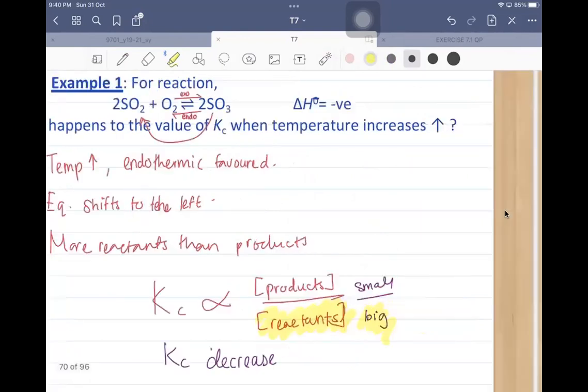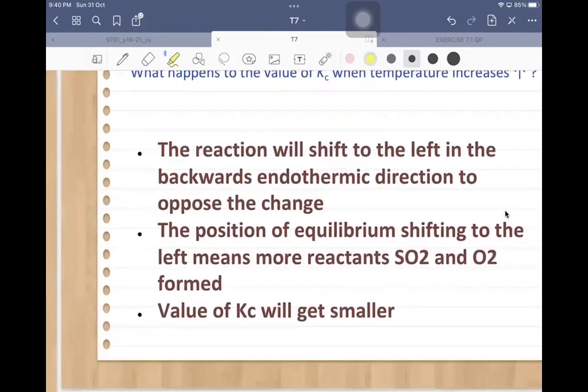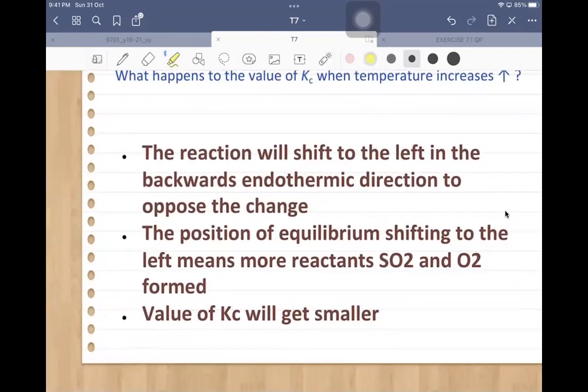But when putting it in words, we say the reaction will shift to the left in the backwards endothermic direction to oppose the change. The position of equilibrium shifting to the left means more reactants form. Therefore, the value of Kc will get smaller. Okay, so please pause this if you want to copy this down. I will move on.